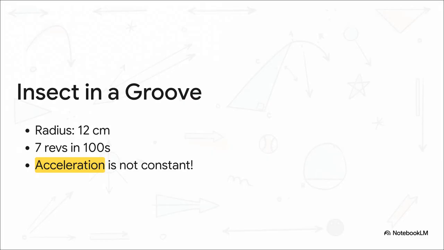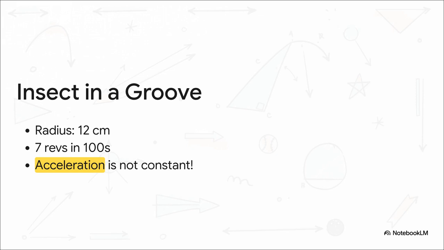Our source text gives us this great, slightly quirky example to really cement this idea. Imagine an insect trapped in a circular groove with a radius of 12 centimeters. It steadily completes 7 revolutions every 100 seconds. Now, because it's moving steadily, it has a constant speed. But because our little bug is going in a circle, its direction constantly shifts. Therefore, its acceleration vector is never constant.